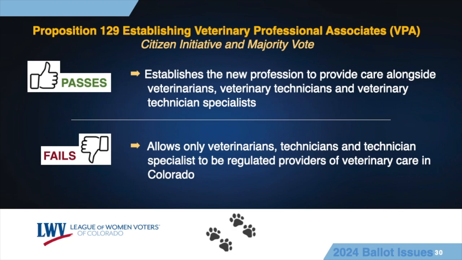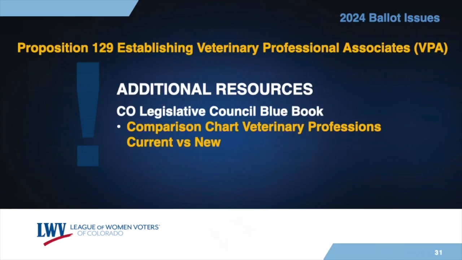The fiscal impact? State board workload would increase to adopt rules, but spending is expected to be minimal. Once a population of VPAs exists, state spending would increase for oversight and enforcement, and state revenue would increase in equal amounts from registration fees charged to the associates. Additional resources for Proposition 129 can be found in the Blue Book. There's a comparison chart of veterinary professions, current versus new. Check it out.